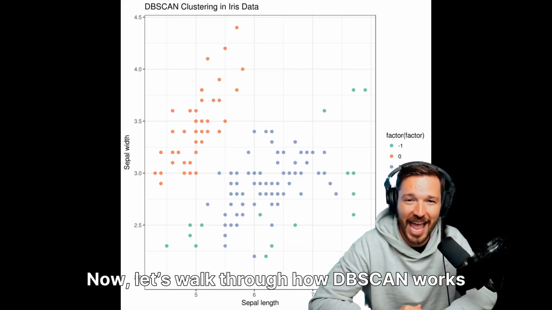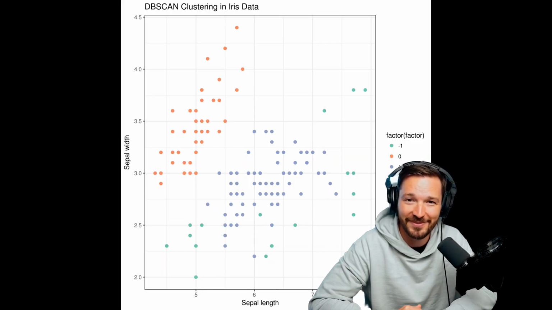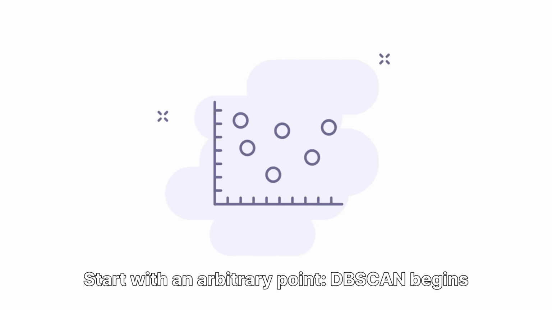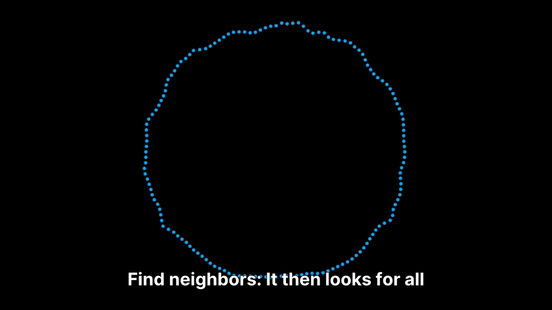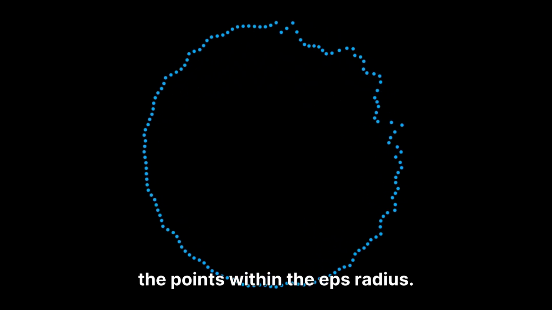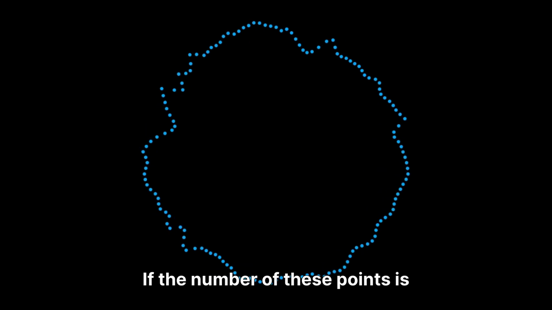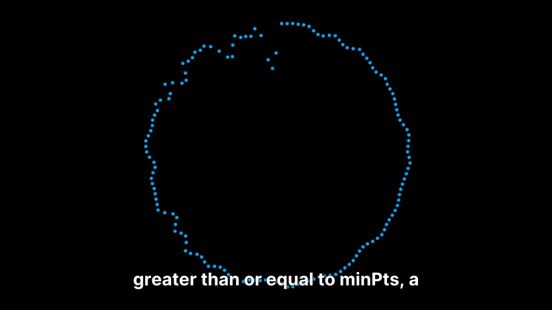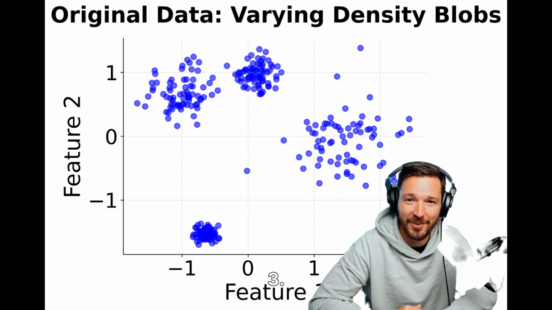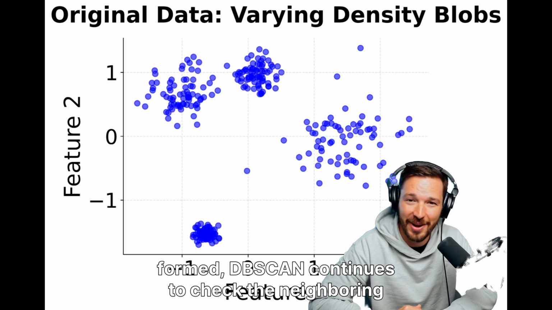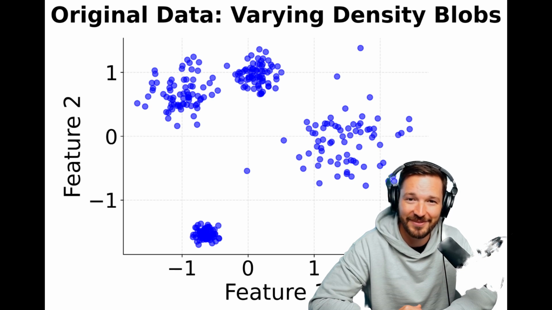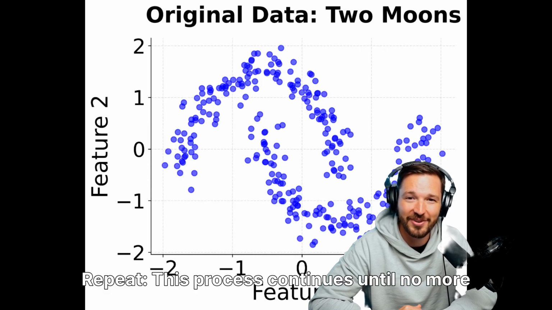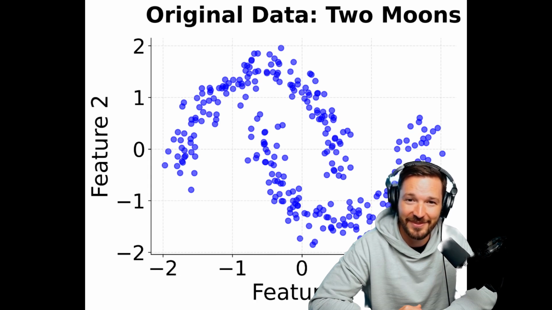Now, let's walk through how DBSCAN works step by step. 1. Start with an arbitrary point. DBSCAN begins by selecting an arbitrary point in the dataset. 2. Find neighbors. It then looks for all the points within the eps radius. If the number of these points is greater than or equal to minPts, a new cluster is formed. 3. Expand the cluster. Once a cluster is formed, DBSCAN continues to check the neighboring points. If any of these points have enough neighbors, they are added to the cluster. 4. Repeat. This process continues until no more points can be added to the cluster.